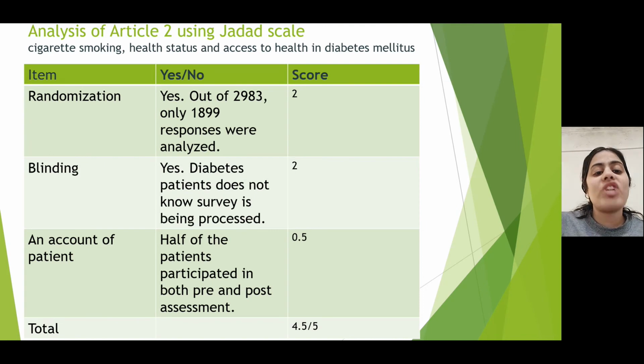Next one is article 2 using the Jadad scale. Same here. Yes, randomization, everything was done randomly. Out of 2983, only 1899. Blinding was like this: the diabetes patients did not know about the services being processed. And account of patients, half of the patients participated in both the pre and post assessment. So the marks given are 4.5 out of 5. It means that the Jadad scale is good for article 2.